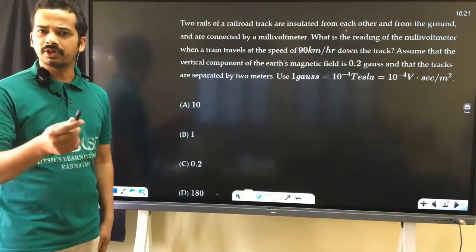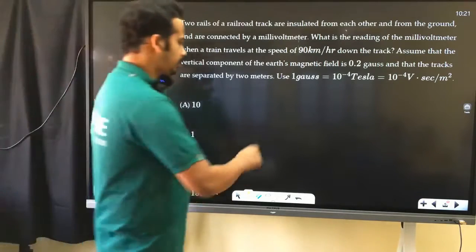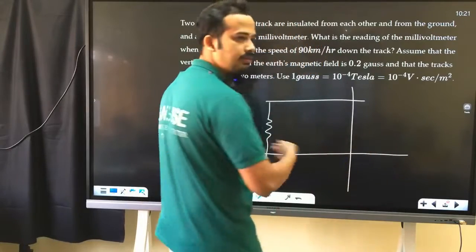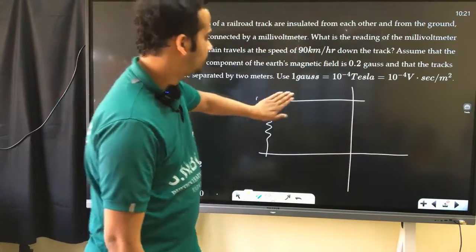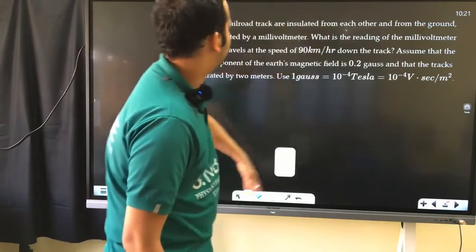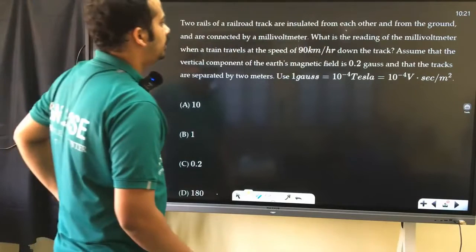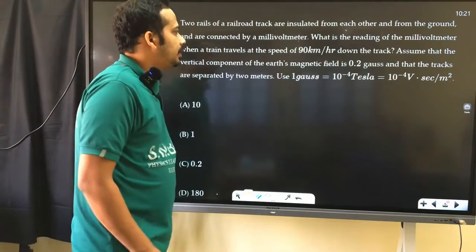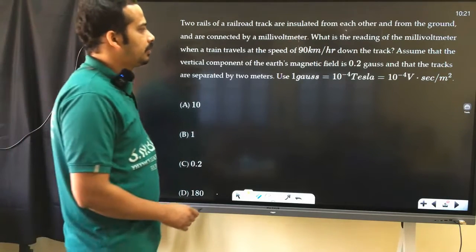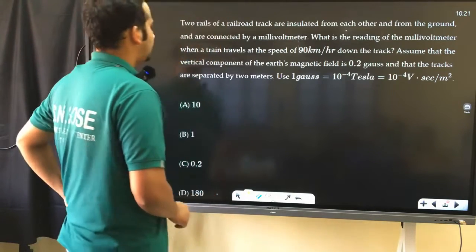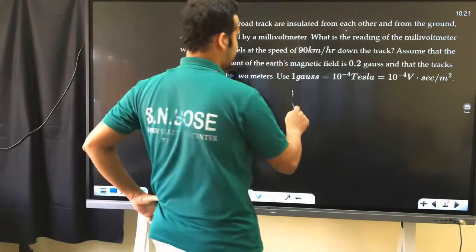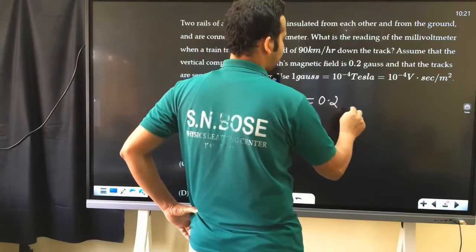That motional EMF first problem we solved. Am I right? We had one resistor and we had one track, and one rod is moving. Pick up that kind of problem. Two railroad tracks are insulated from each other and from the ground and are connected by a millivoltmeter. What is the reading in the millivoltmeter when the train travels at a speed of 90 km per hour down the track? Assume that the vertical component of the earth's magnetic field is 0.2 Gauss. Okay, the magnetic field is given as 0.2.